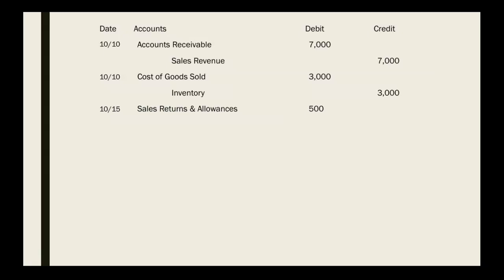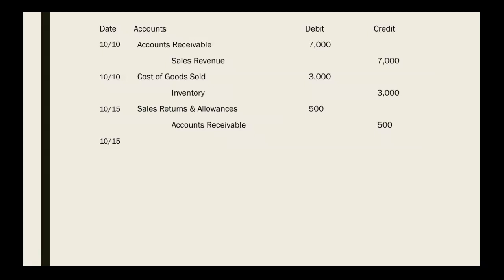So we debit sales returns and allowances. It's a contra revenue account. So it's going up with this debit, and it will take away from your sales revenue when you are trying to calculate your net sales. So we debit our sales returns and allowances for the total amount that these goods were valued at. And then we credit accounts receivable for $500. So we're crediting our accounts receivable to say that Jones Company doesn't owe us those $500 anymore.